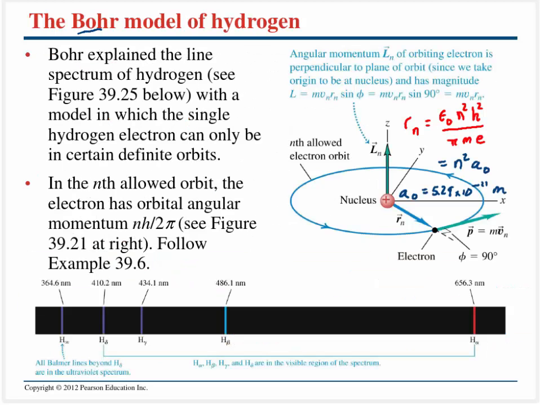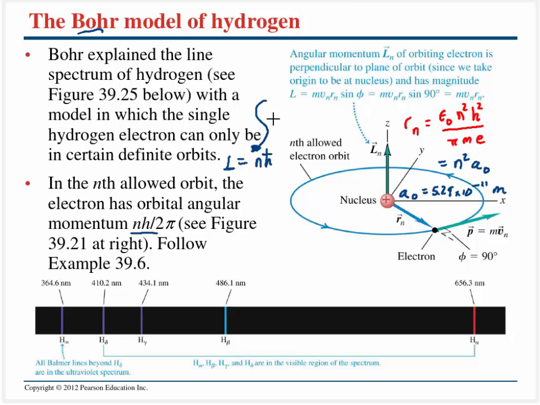It was Bohr who first was able to explain this spectrum for hydrogen, and he worked his way through all of the details where he could actually figure out what the radius needed to be. He also realized that orbital angular momentum had to be quantized, so we could say orbital angular momentum is going to be n times h bar, where that's n h over 2 pi. And n is what we call the principal quantum number, and you're going to see that guy quite a bit here.